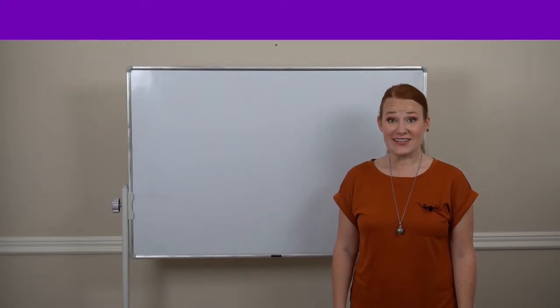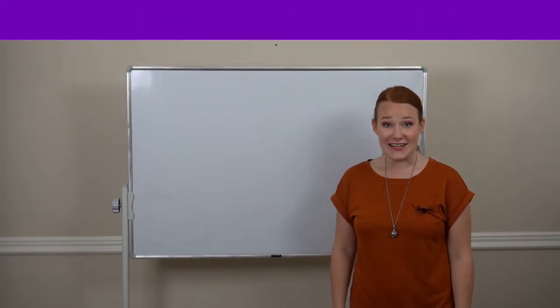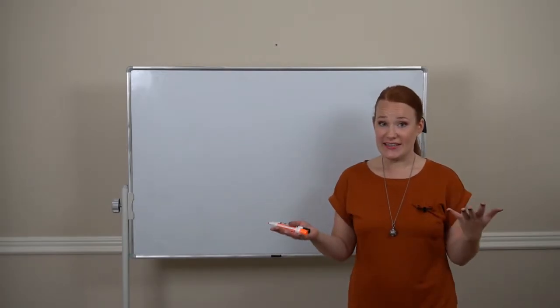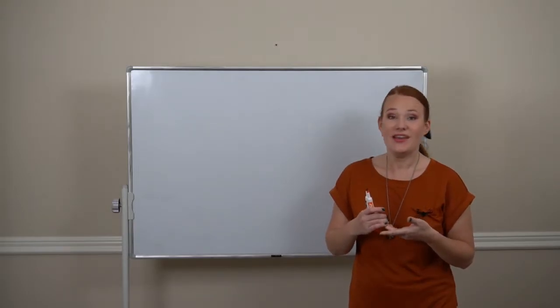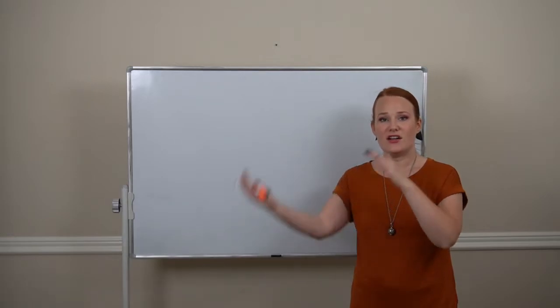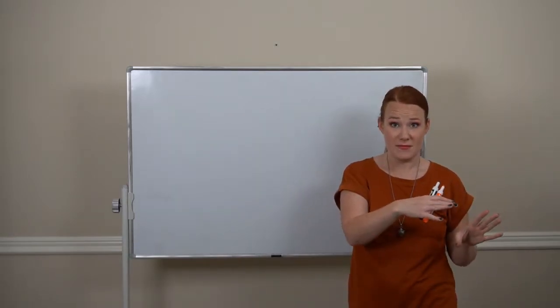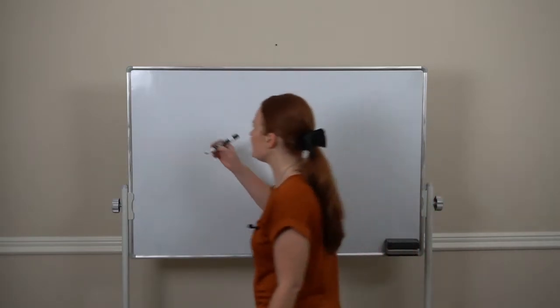Today, let's break down connecting words of cause and effect. We'll use these connecting words to connect two ideas and show the relationship between the two, how they connect. With cause and effect words, this tells us that one thing caused the other one to happen. So let's start with two sentences, two separate events.